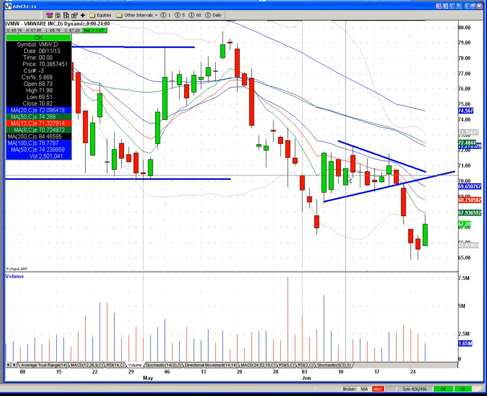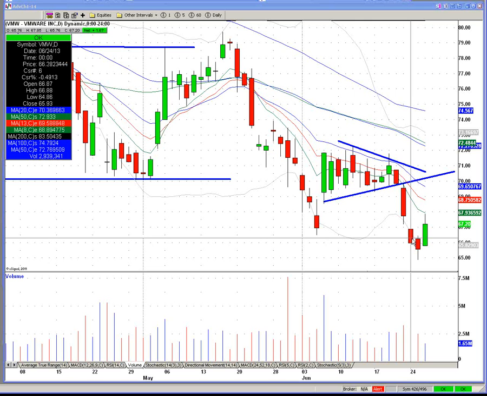And if it closes strong near the day's high or day's low, I'm going to want to carry some of that overnight, assuming that the momentum is going to carry over, as it did here. You can see in this example of VMware. So we carried it over, and then the rest is just gravy from there.